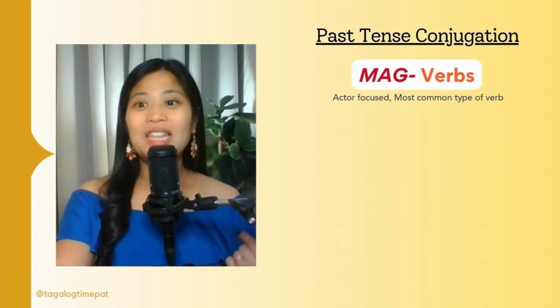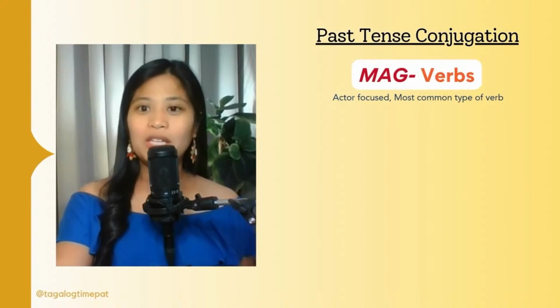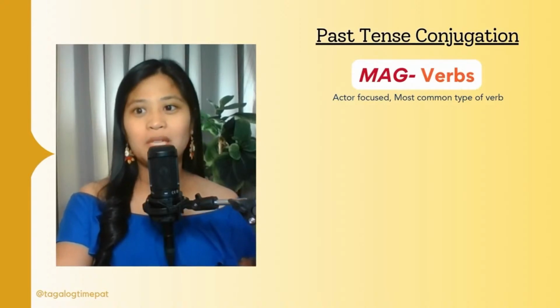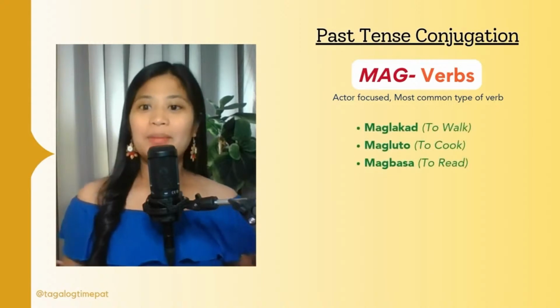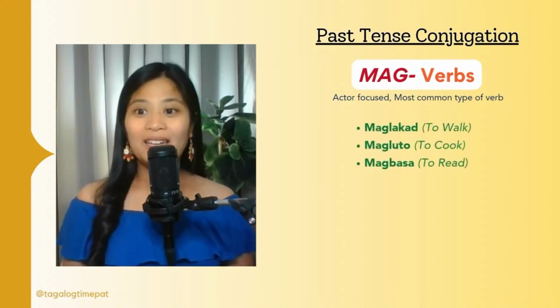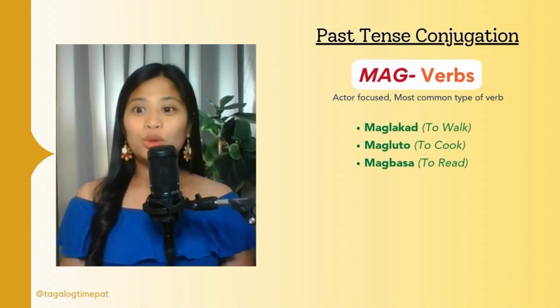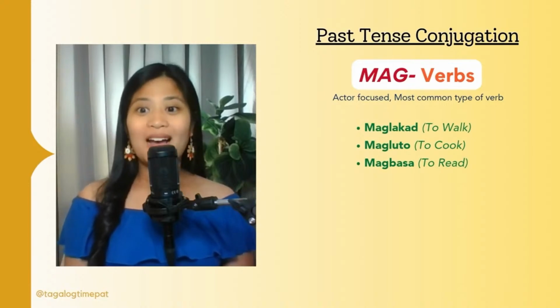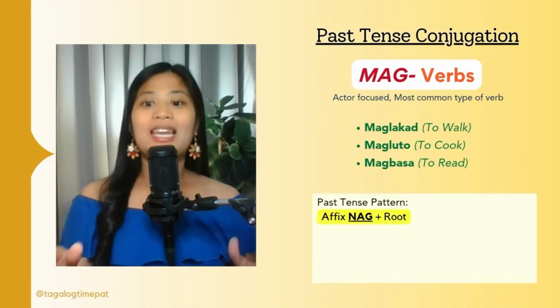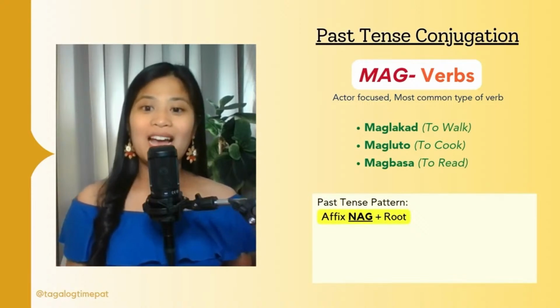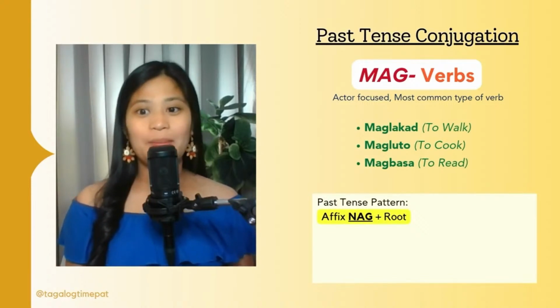So let's start with the mag verbs. These are usually actor-focused and they are the most common type of verb in Tagalog. Some examples are maglakad, to walk, magluto, to cook, magbasa, to read. Now, in the past tense, you have to add the affix nag in the beginning.